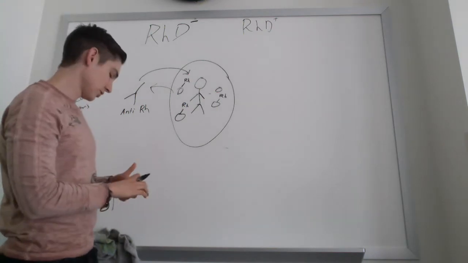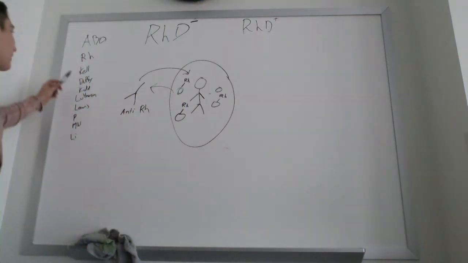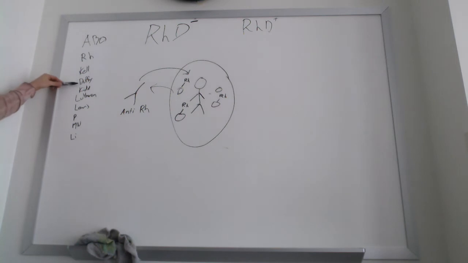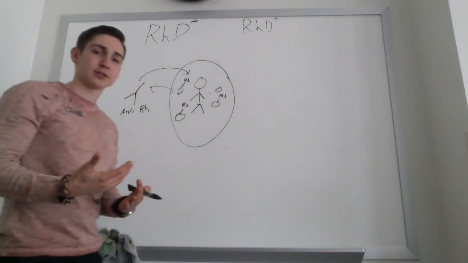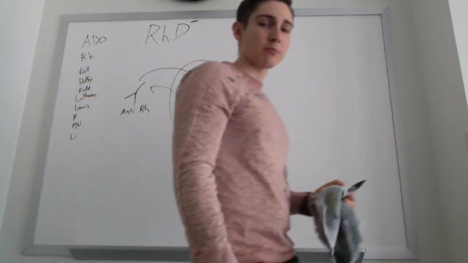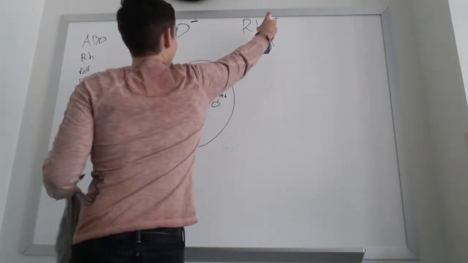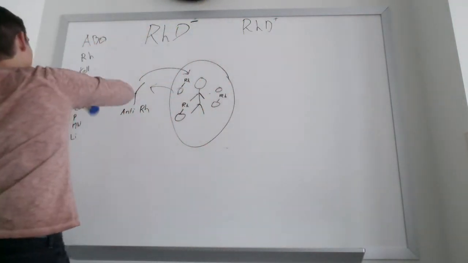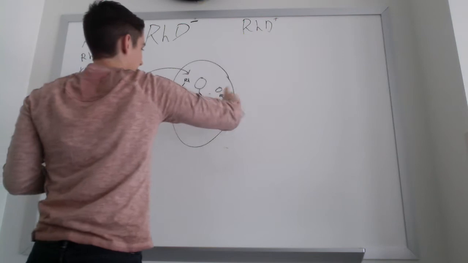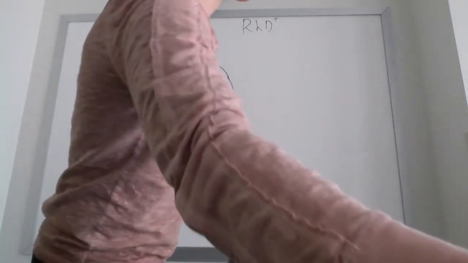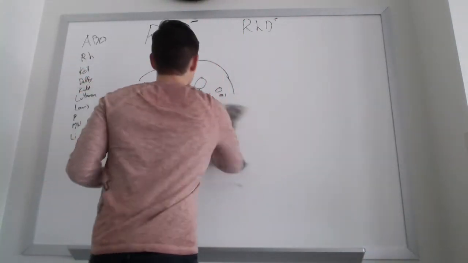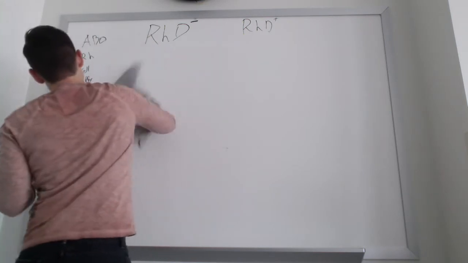So that's the Rh. I've got a couple other ones listed here, like Kell, Duffy, Kidd. They basically all have the same concept in which they produce a type of antigen that is not present in everybody in the population. So when you give a blood transfusion, they can cause some kind of hemolytic anemia and reaction.